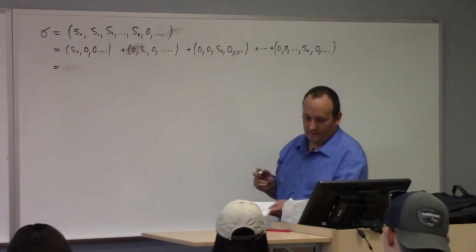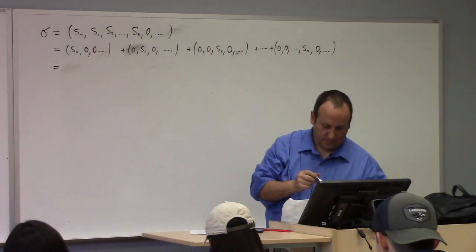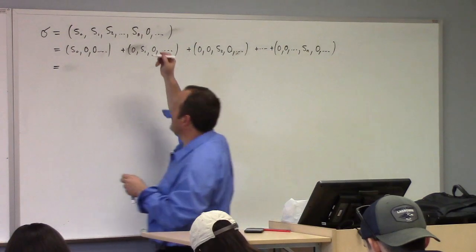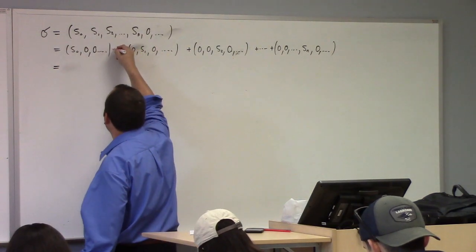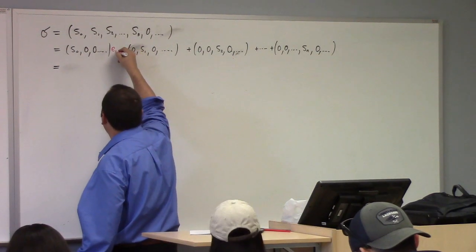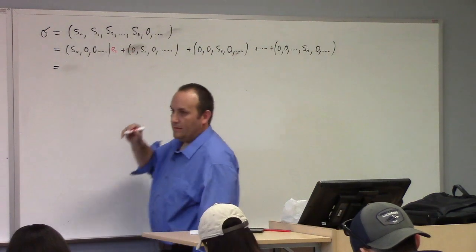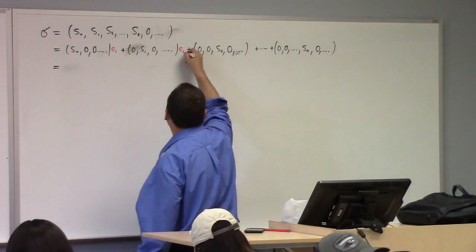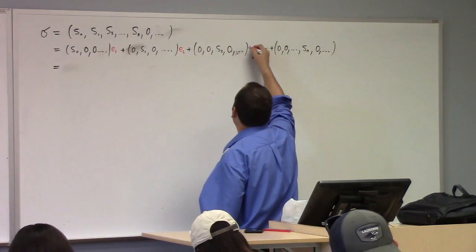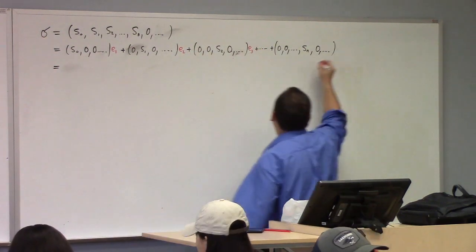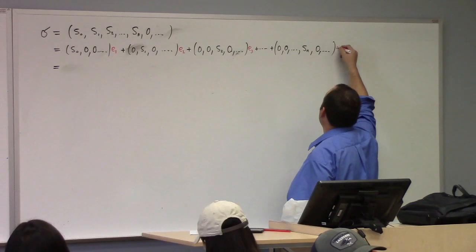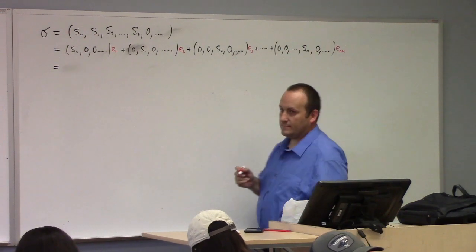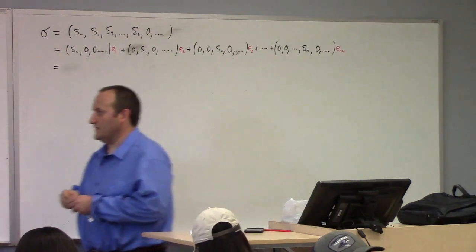So the thing is, you can multiply each one of these. Well, this one I can multiply by E1. This one I can multiply by E2 without changing anything. This one I can multiply by E3 without changing anything. And this one I can multiply by En plus 1 without changing anything. You can check this for yourself.